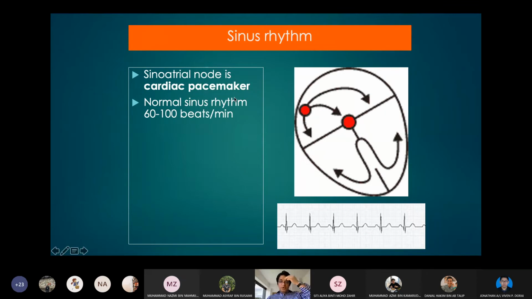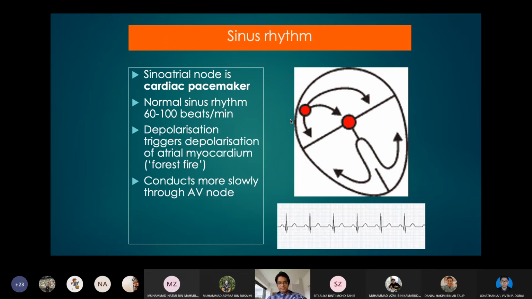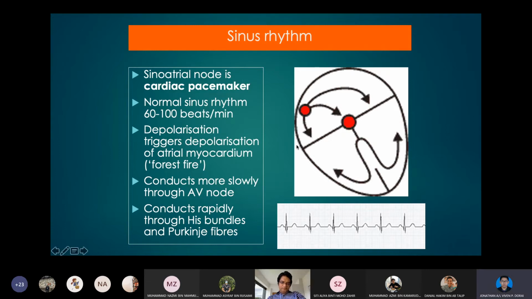So the SA node, we call it the pacemaker, right? It means it can generate its own rhythm. Normally it should be 60 to 100 beats per minute, isn't it? So during the depolarization phase, what will happen? There will be generation and propagation of action potential. It means from the SA node, internodal pathway, AV node, then bundle of His and Purkinje fibers. That is the pathway of your SA nodal discharge. Just now what I was saying, all of you know, correct or not?